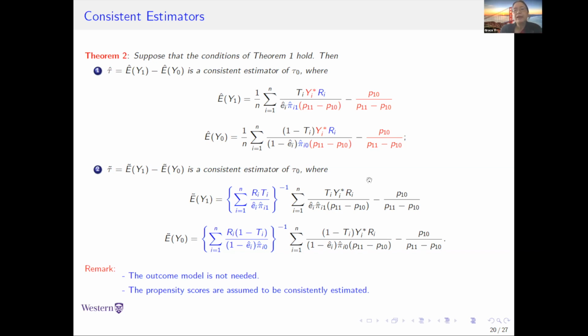Now, I want to make a quick comment on these formulations. First, you could notice that in these formulations, we only need to introduce the propensity score estimation EI, the missingness probability pi I, and the misclassification probabilities. We don't have to model the outcome variables at all. And also, in these formulations, we assume the propensity scores EI would be consistently estimated.